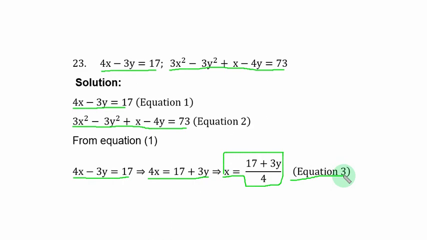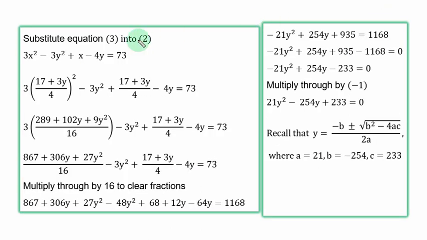Now we have obtained equation 3 from equation 1. To continue, you substitute equation 3 into equation 2. Equation 1 produces 3, you put 3 into 2 and continue the solving. So substitute equation 3 into equation 2. This is equation 2. So where you see s, you replace it with equation 3, which is 17 plus 3y over 4. So we replace this s with what it stands for. Because s is squared in that place, you have to square everything. Then minus 3y squared. This is s again. You replace it with 17 plus 3y over 4, then minus 4y equal to 73.